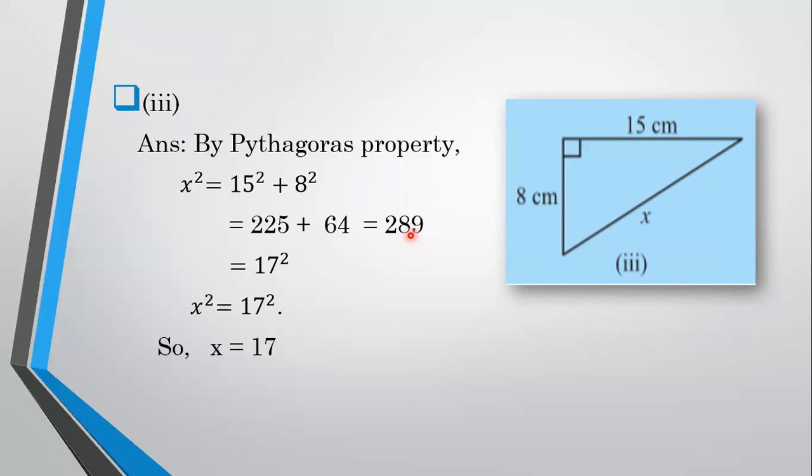So 289 we can write as 17 square. That is x square is equal to 17 square. Therefore, x is equal to 17. Here, the length of the unknown side is 17 centimeter. Now we will consider one more sample question we will do now. Then we will be doing the rest in the next video.